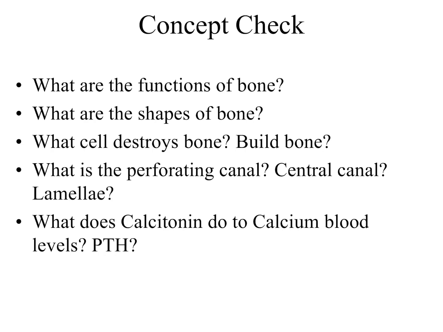Calcitonin, what does it do to calcium blood levels? Calcitonin is going to decrease the blood levels because it's going to deposit more calcium onto the bone, and so building the bone. The osteoblasts, the bone builders, are going to be increased or stimulated, and the osteoclasts are going to be inhibited.